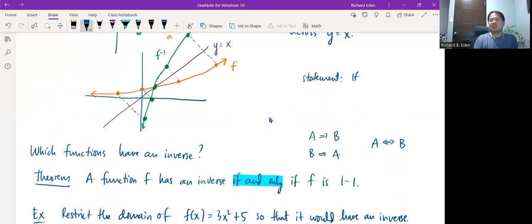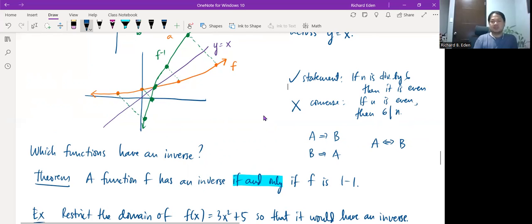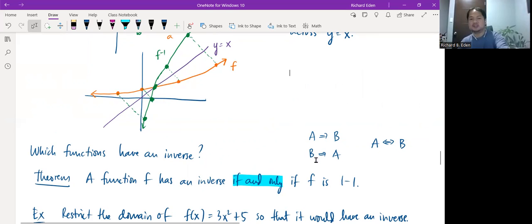Di ba, if n is divisible by 6, then it is even. Okay, pero nung converse niya, it's not true that if n is even, then it's divisible by 6, then 6 divides n. So the converse is not true, and the statement is true, right? But sometimes a converse may be true. And in that case, you can relate them by that if and only if description.